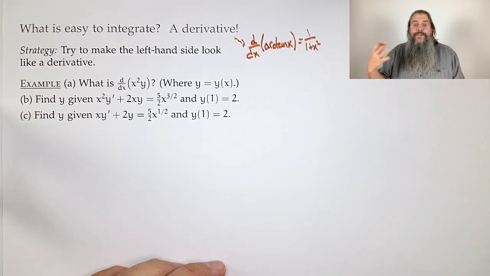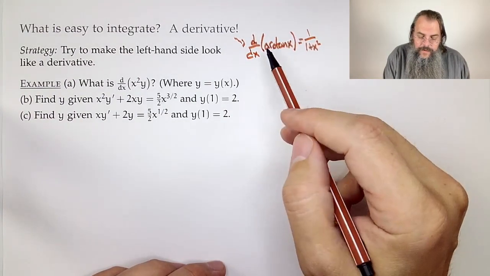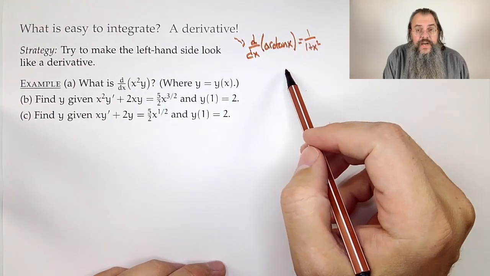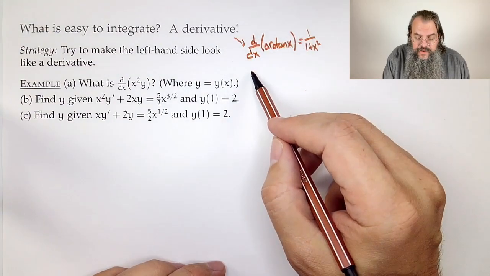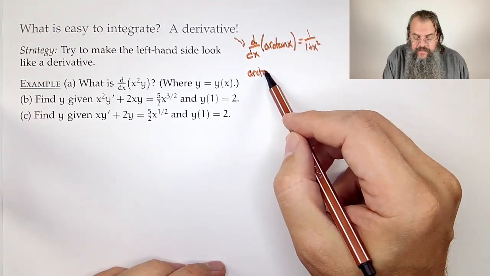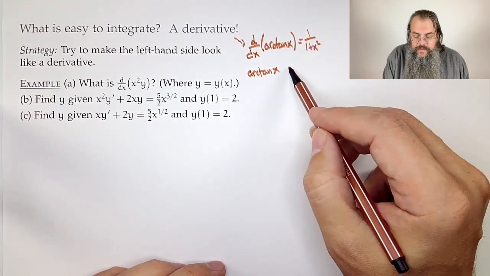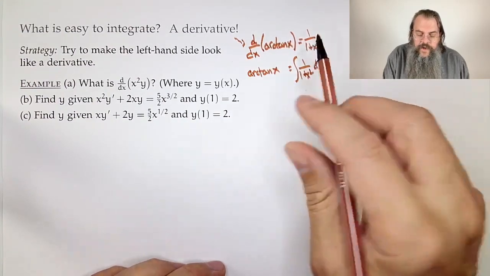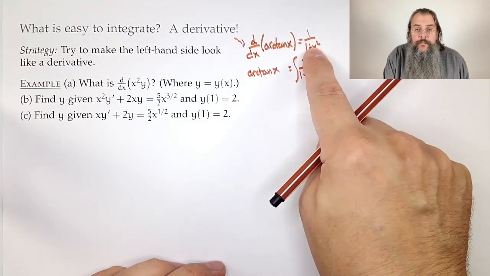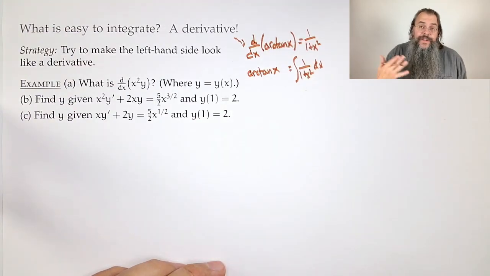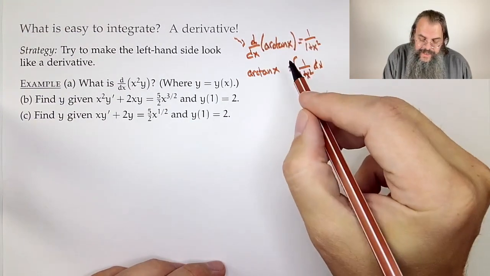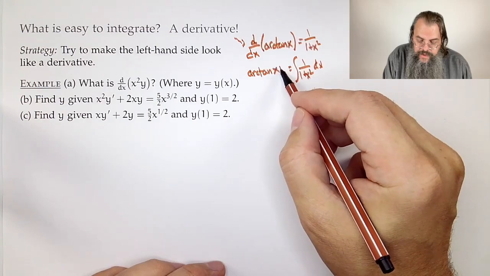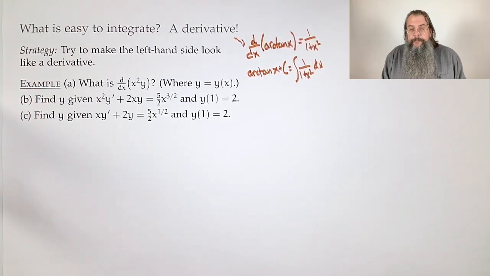Well, now that I know what the derivative of arctangent is, I could integrate both sides, and I come to the conclusion that arctangent of x is equal to the integral of 1 over 1 plus x squared. So if I know something as a derivative, by integrating, I get a nice answer. Now actually, of course, there's that little extra fudge factor, that plus c, that comes into play.